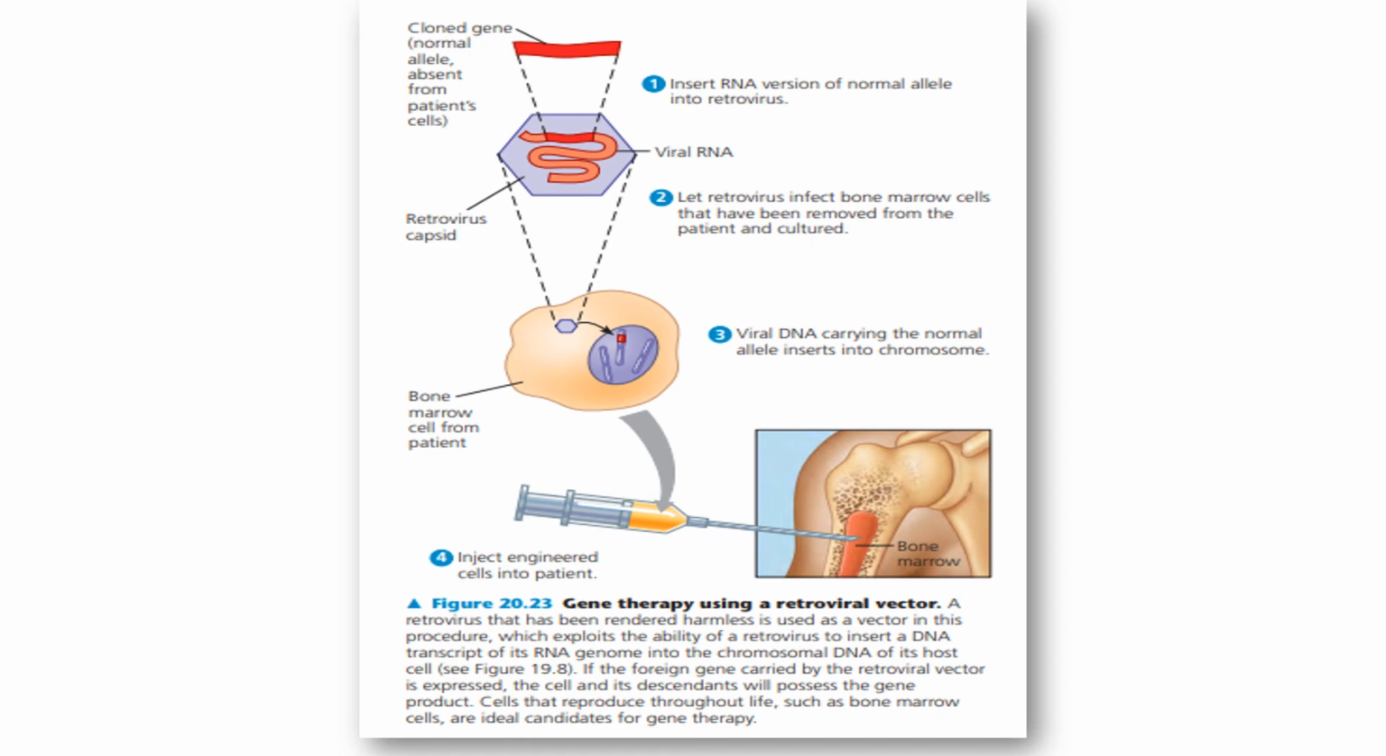Ayan. A retrovirus that has been rendered harmless is useful as a vector in this procedure, which exploits the ability of a retrovirus to insert a DNA transcript of its RNA genome into the chromosomal DNA of its host cell. As you can see in the figure, the foreign gene carried by the retrovector is expressed. The cell and its descendants will possess the gene products. And cells that are produced throughout life, such as bone marrow cells, are ideal candidates for gene therapy.